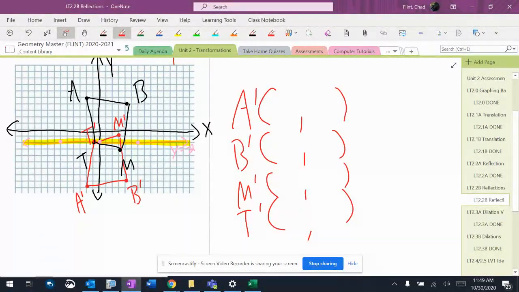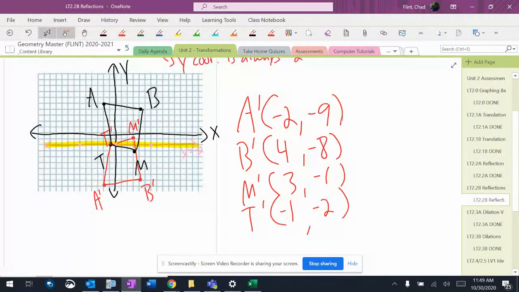Now, T didn't move, and it was negative 1, negative 2. M barely moved. It's 3, negative 1. B moved quite a bit. It's positive 4, negative 8. And then A is negative 2. I think it might be down 9. 1, 2, 3, 4, 5, 6, 7, 8, 9. Yes, negative 2, negative 9. Those are my new coordinates.